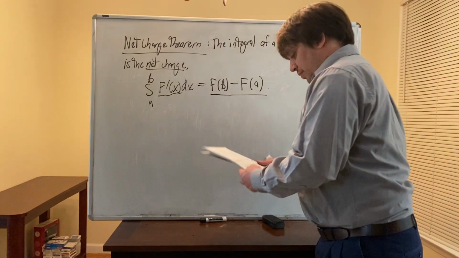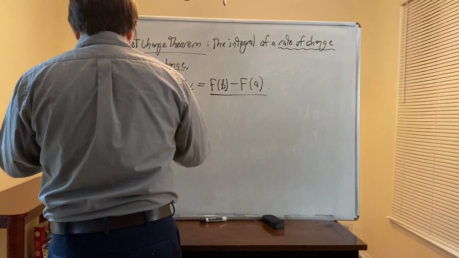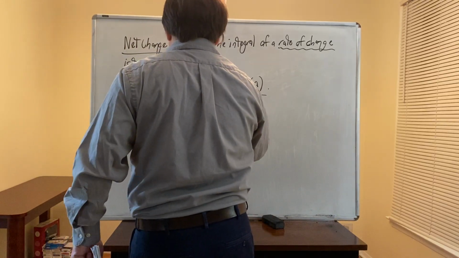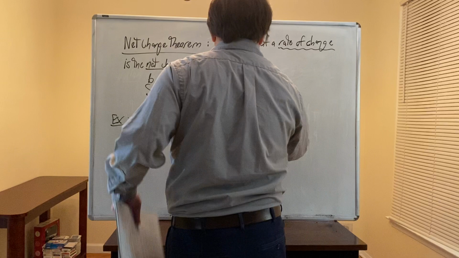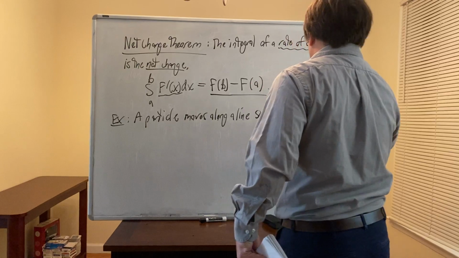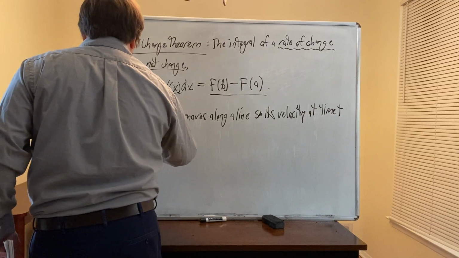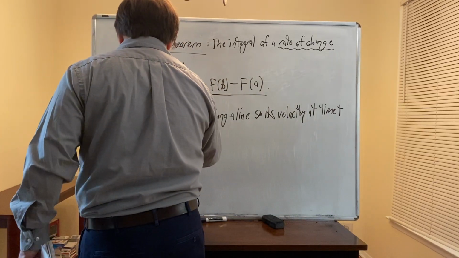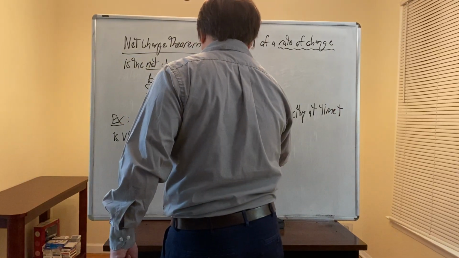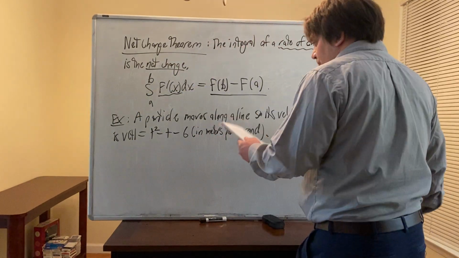Okay, so let's try to put this in. Example. Just on the same board. A particle moves along a line so that its velocity at time t is v of t equals t squared minus t minus 6 meters per second.